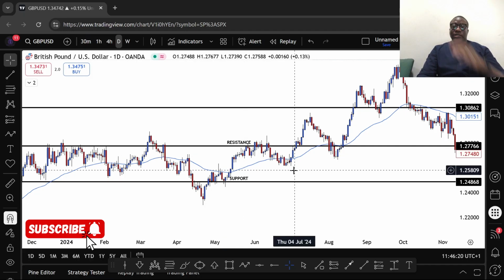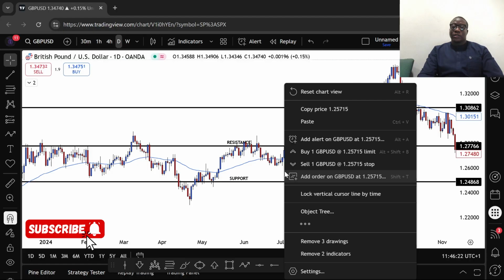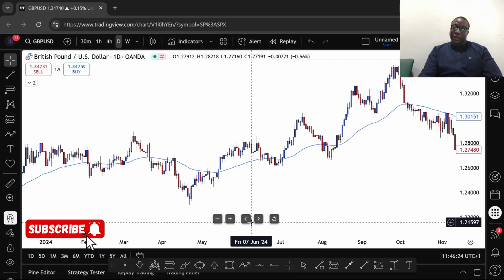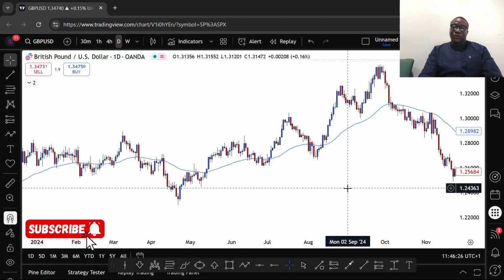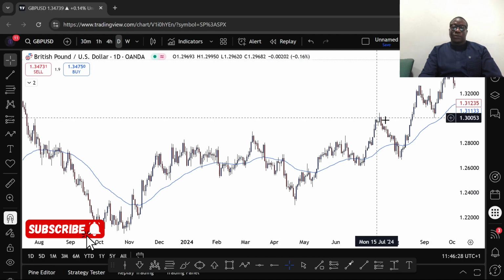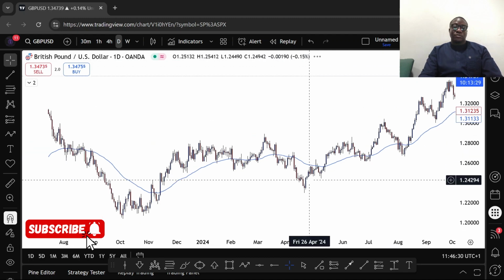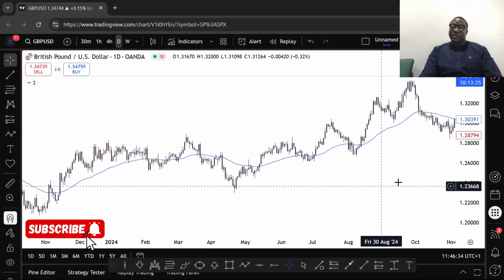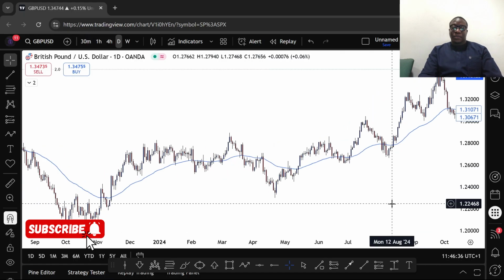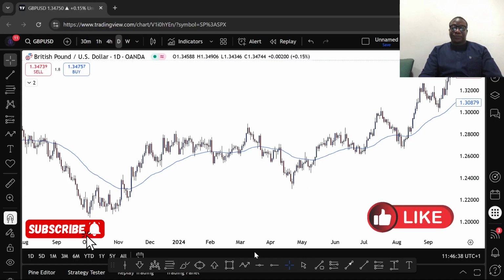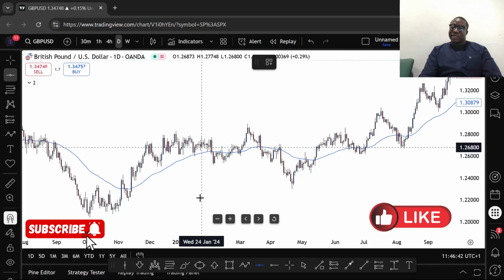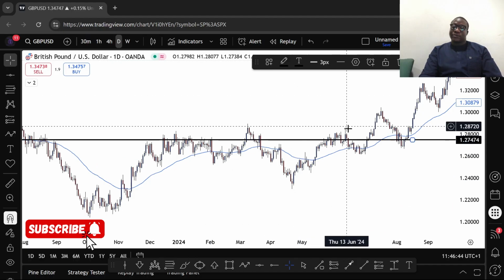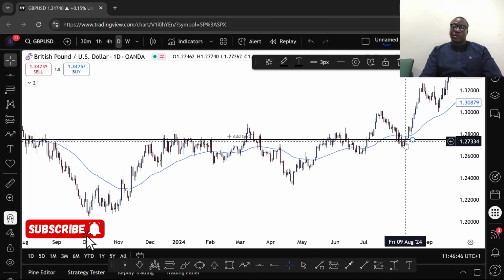So let me show you guys how I got this support and resistance. When you're looking for your support and resistance, personally, I don't advise you to start doing one complicated thing. Just carry your line and drop it on your chart. Drop it anywhere on your chart. It doesn't have to be exact.